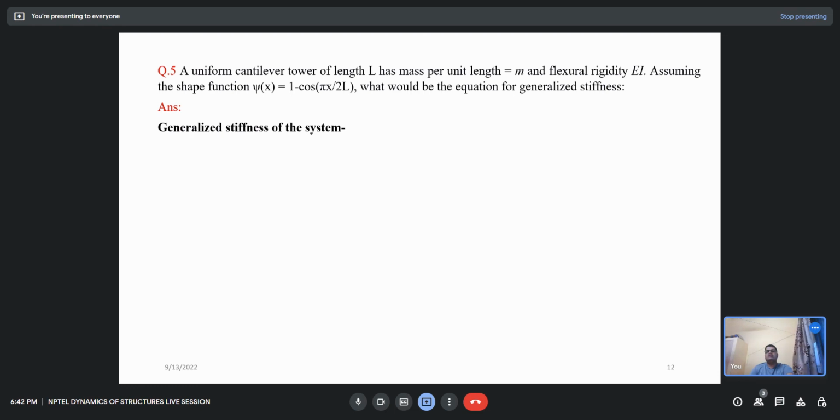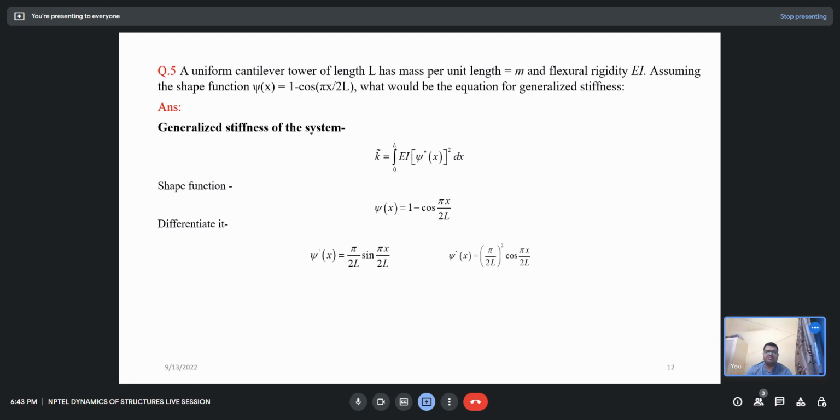The generalized stiffness of the system is given as k bar is equal to integral from 0 to L of EI times the double derivative of the shape function, squared. The shape function is psi x is equal to 1 minus cos pi x by 2L. First differentiate it: psi dash x comes out as pi by 2L into sine pi x by 2L. Then again differentiate it, that comes out to be pi by 2L square cos pi x by 2L.